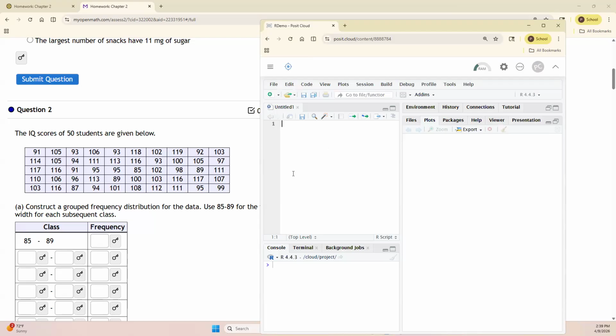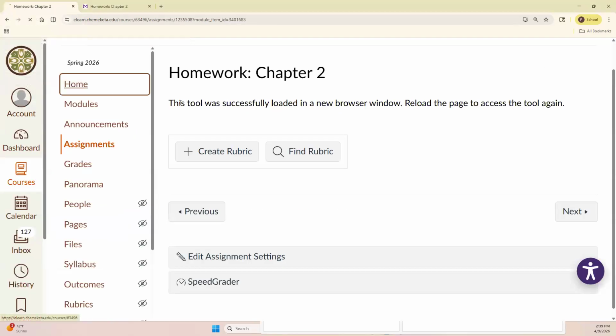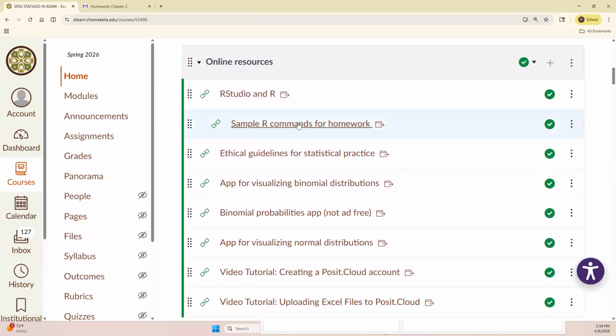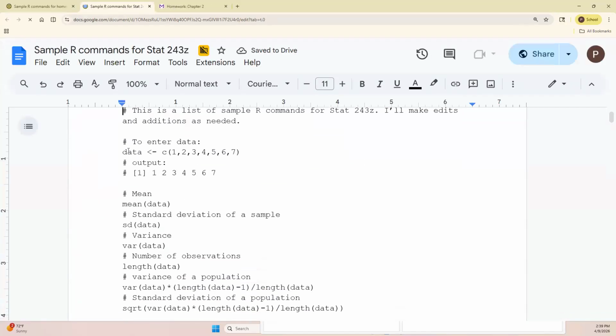And if I'm going to work on this, I need to get the data in there. And you might say, gosh, I don't remember how to get the data in there. And then you remember that your instructor helpfully gave you the sample commands for homework, which starts off with to enter data. This is how you enter data. So let's copy this in.